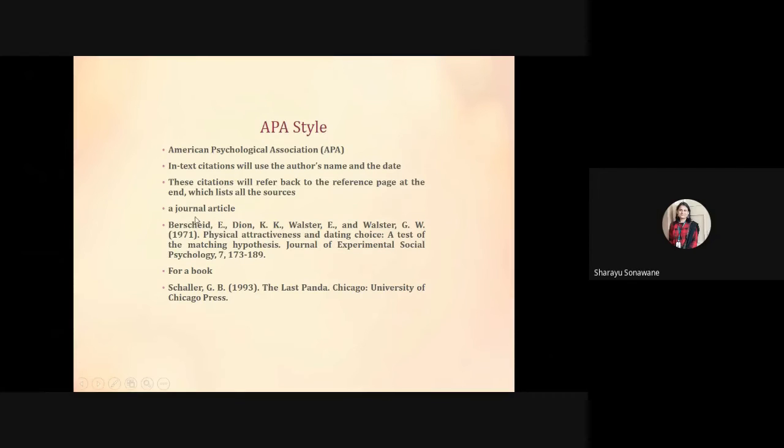So here is an example of how to cite a journal article. In the previous slide, you have seen one example of a citation of a journal article. It is the second example. These are the names of the authors, the year of publication, the name of the article, and the name of the journal, followed by the page numbers.